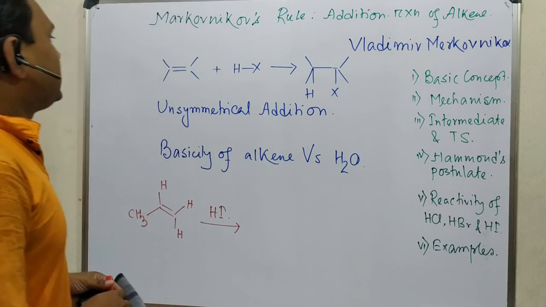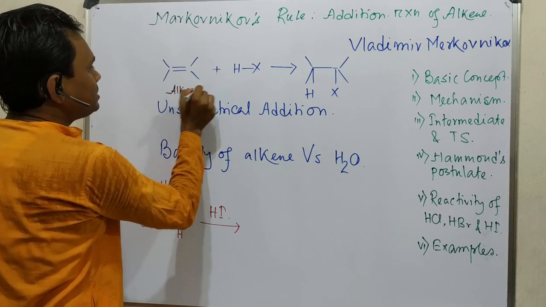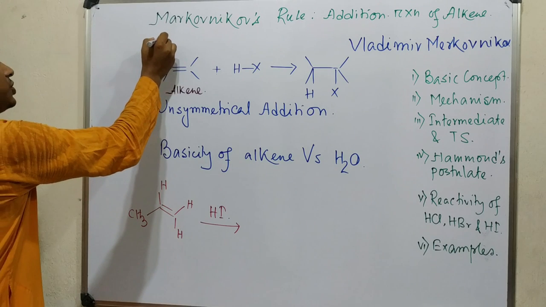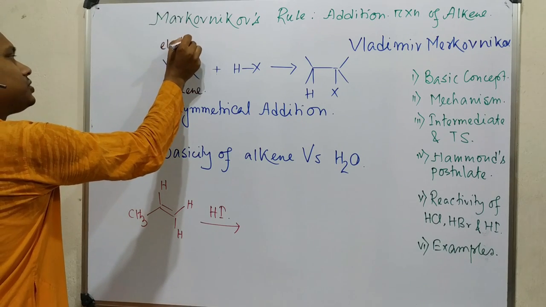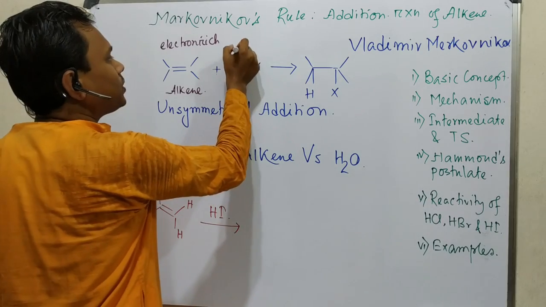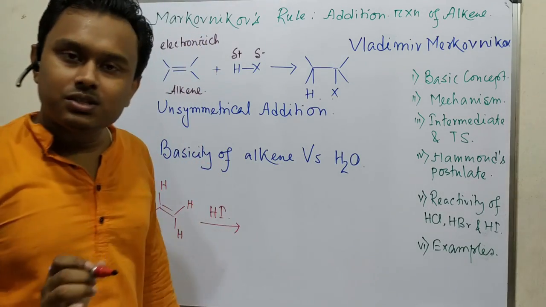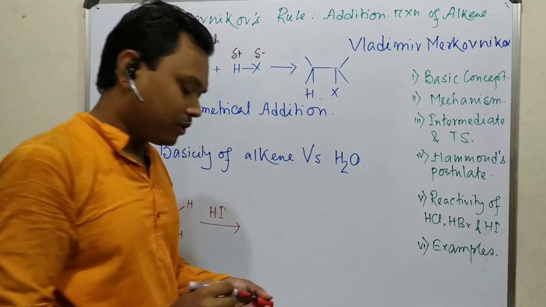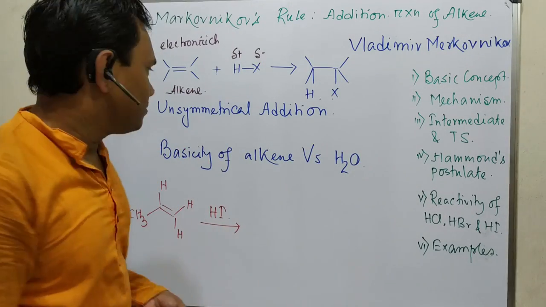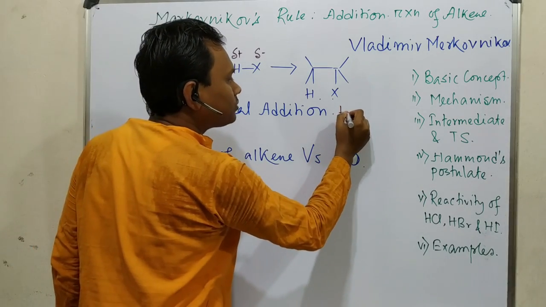Let's start. In this reaction, you can see this is an alkene. When it reacts with a hydrohalide, it produces this. If we check, this alkene is electron rich, but not that polar. But this is polar, because this is delta plus and this is delta minus. And ultimately, addition produces this. This rule was developed by a Russian chemist, Vladimir Markovnikov. So this reaction is nothing but an unsymmetrical addition to alkene.